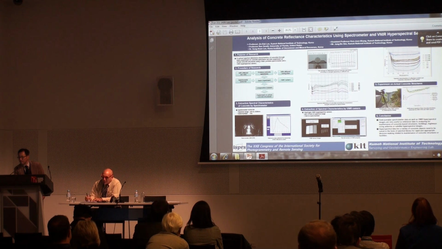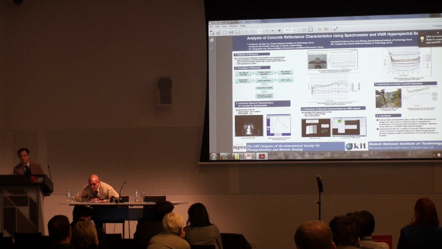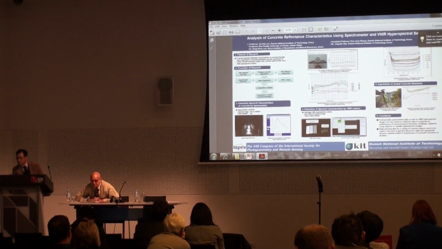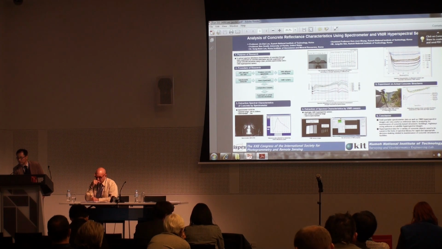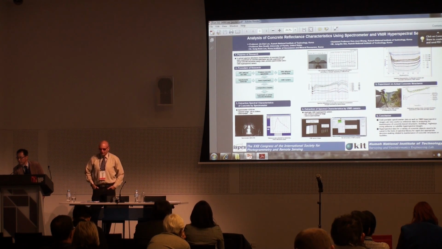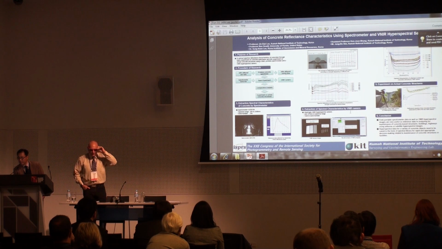Reflectances were computed by dividing by the 99% reflectance panel. And then we performed the experiment on actual concrete structures, such as bridge, slab, and pier. We used two types of hyperspectral sensors, upper ones by GER 3700 and lower ones by VNIR camera.